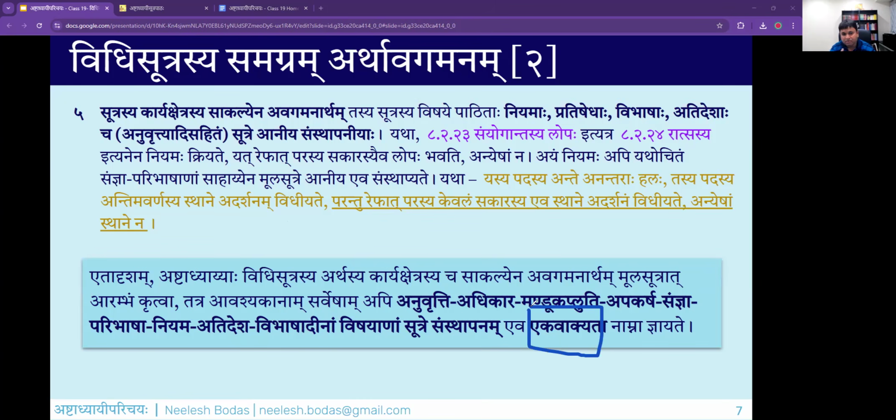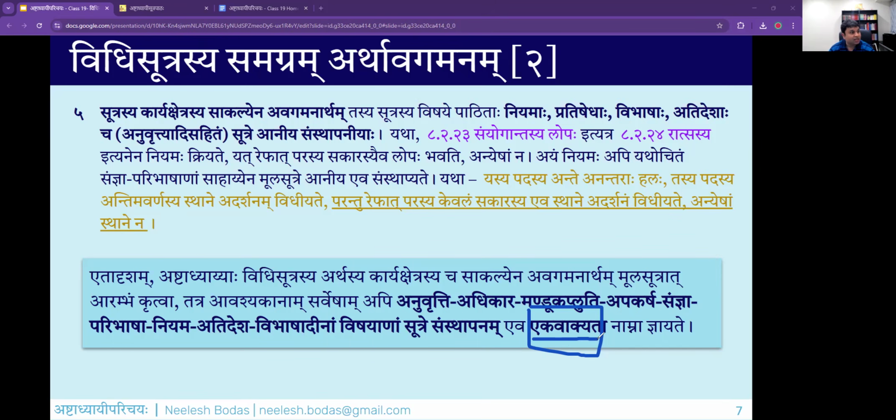You won't hear this term in any of the basic courses, but in my opinion, ekavakyata is such a fundamental concept in Paninian grammar that unless you understand how a sutra has to be expanded, everything that is written in the commentary will always be Greek and Latin, will always be a matter of surprise. But follow these 5 steps sequentially. In other words, given any sutram, do ekavakyata as the first step.